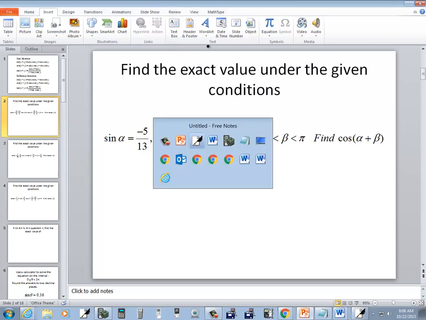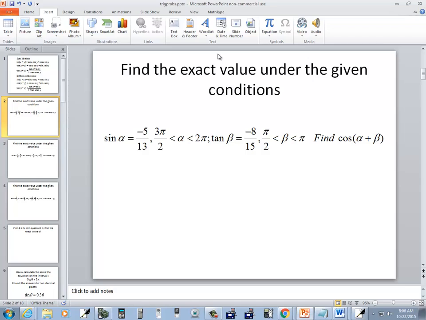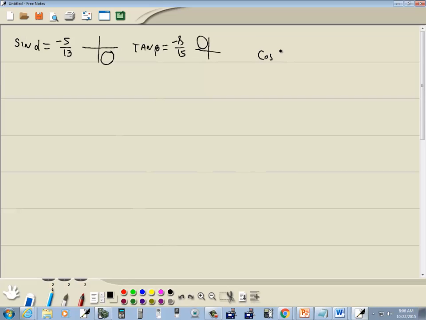And beta is from pi over 2 to pi, which would be the second quadrant. And we want to find cosine of alpha plus beta.